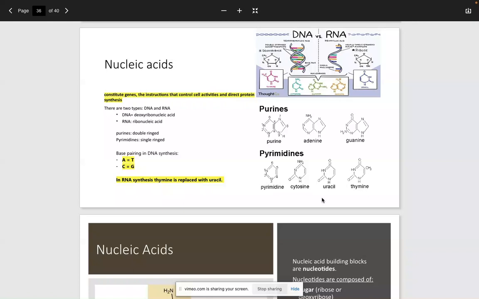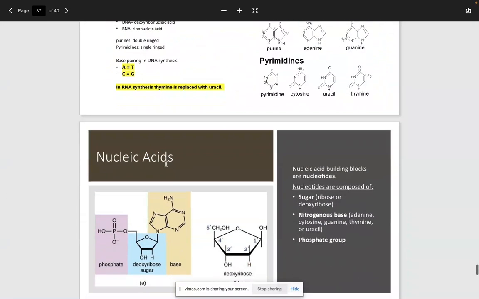So just knowing the base pairing for DNA synthesis, this is Chargaff's rule, right? A equals T, C equals G. Knowing that, if I were to give you the amount of thymine, could you tell me how much adenine is present? Absolutely, because thymine binds to adenine in DNA synthesis.